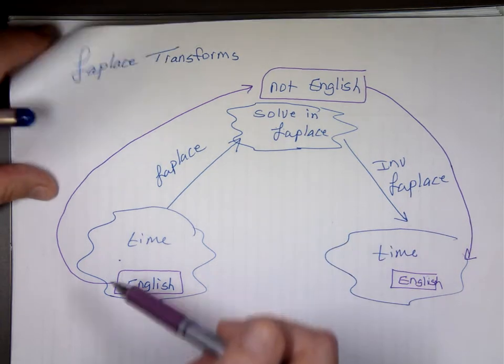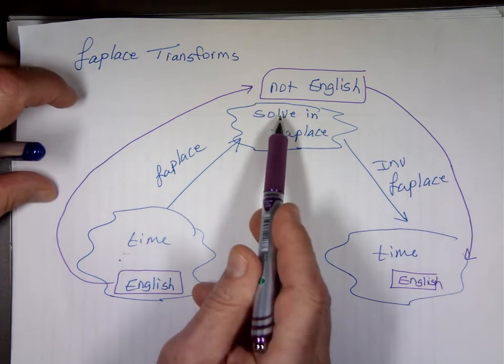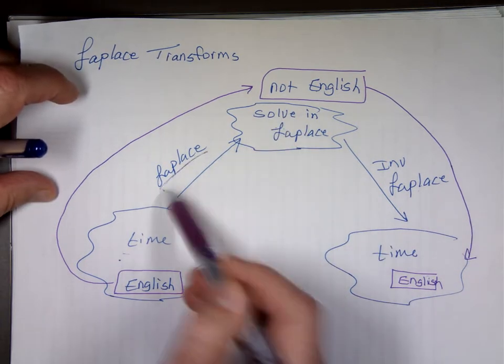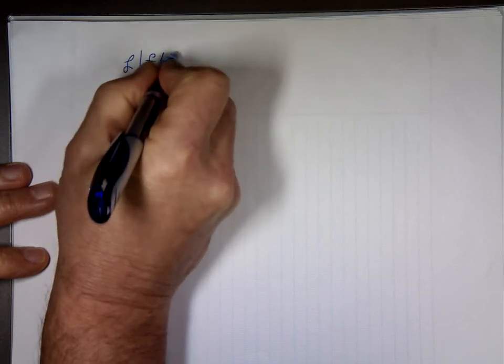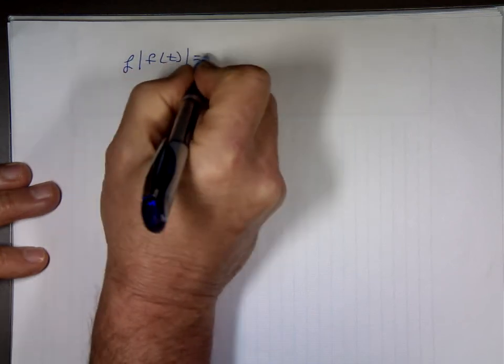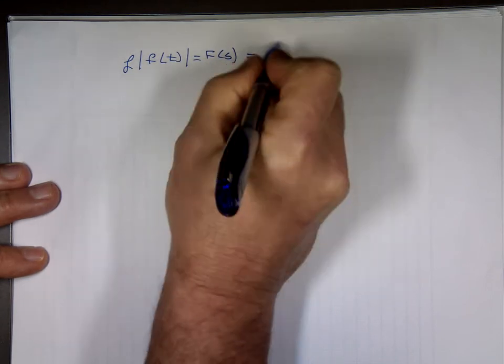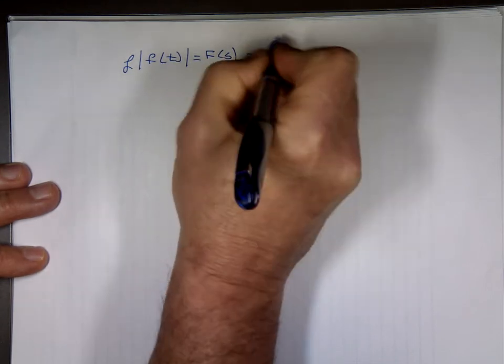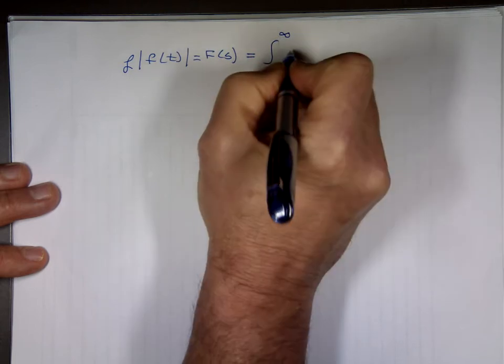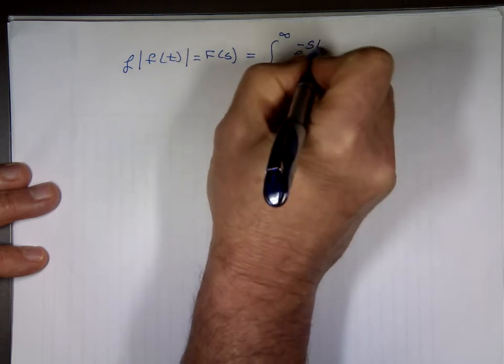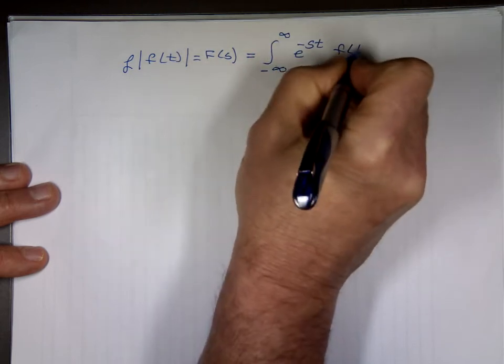So how do we change the problem from time to complex using Laplace? Let's see. If you look in most math books, they'll say the Laplace of f of t, they'll give it the name F of s. And that's really the integral from negative infinity to infinity, e to the minus st times f of t dt.